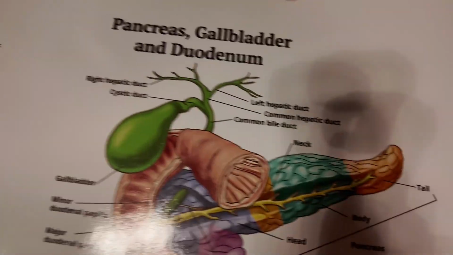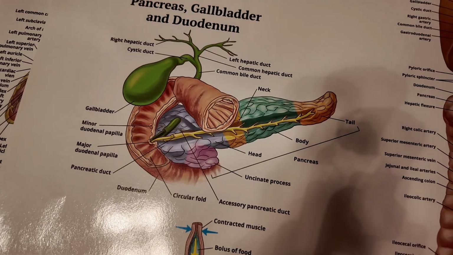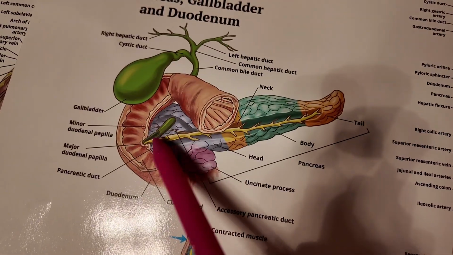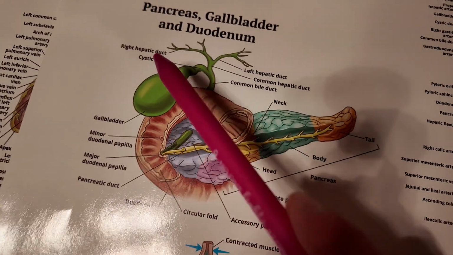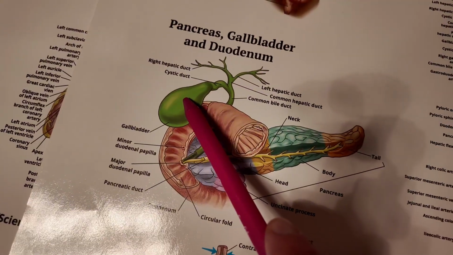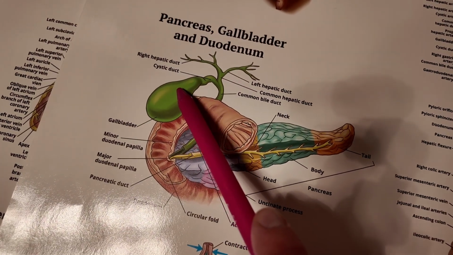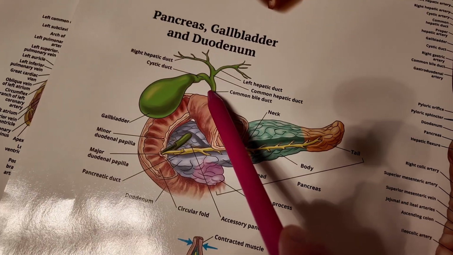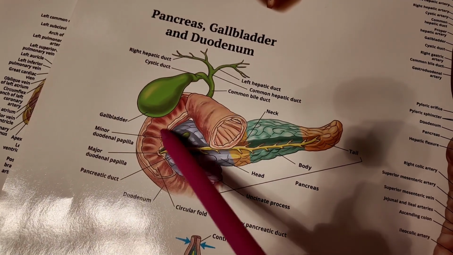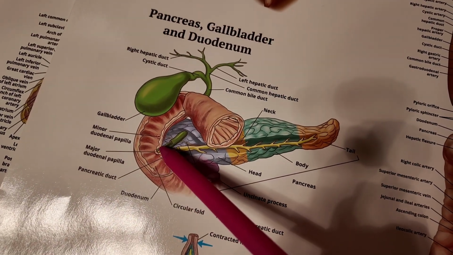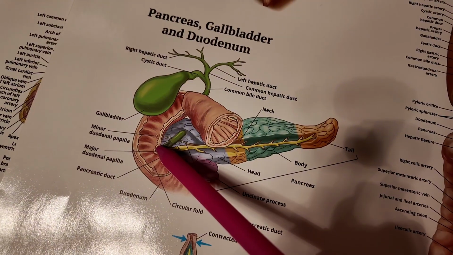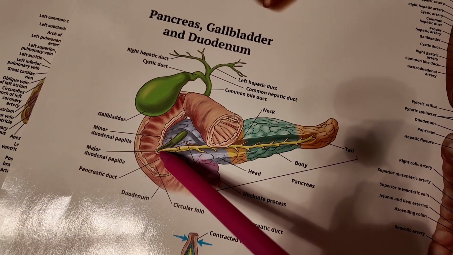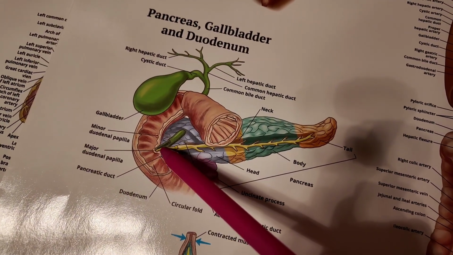Well, let me get this picture. Oh, look how pretty it is. If somebody has a gallstone, it can block the gallbladder neck, it can block the common bile duct, it can block this area of the bile duct and put some pressure on the pancreatic duct.